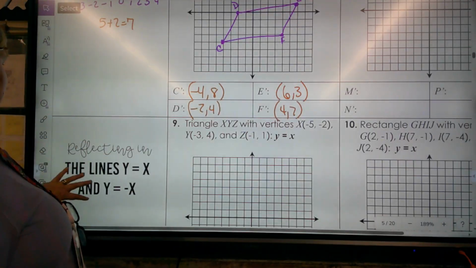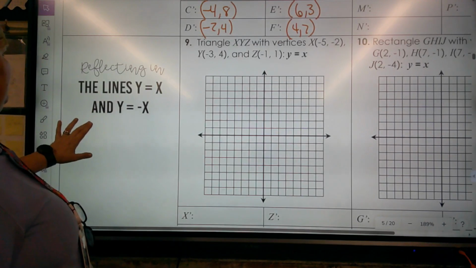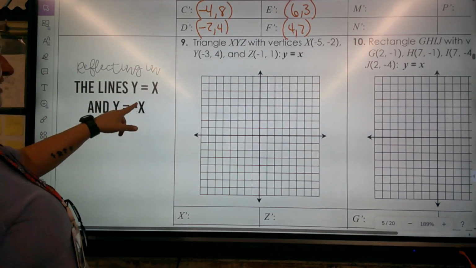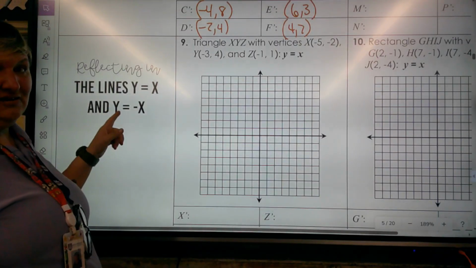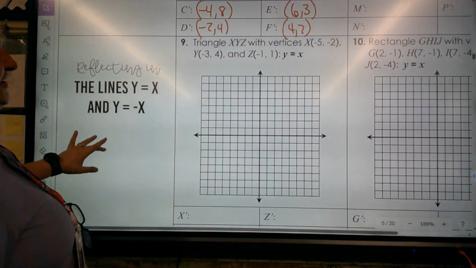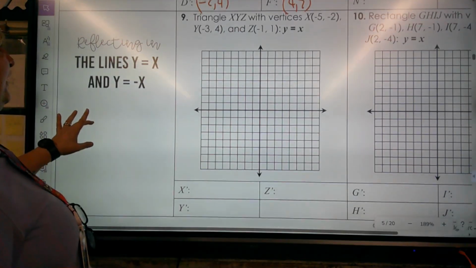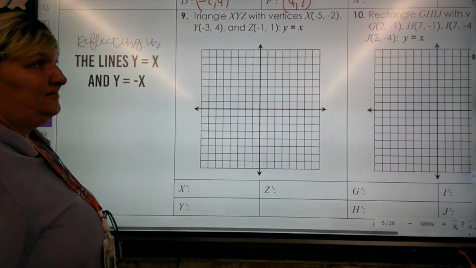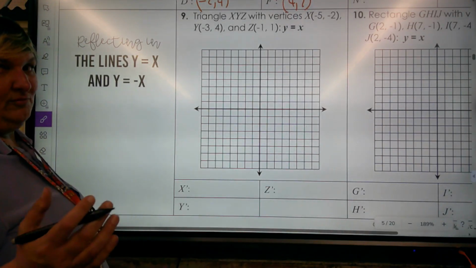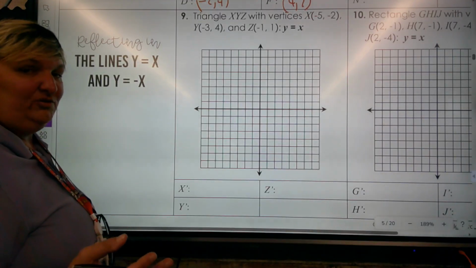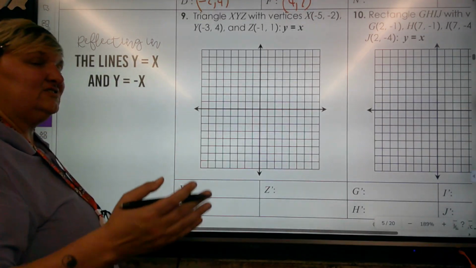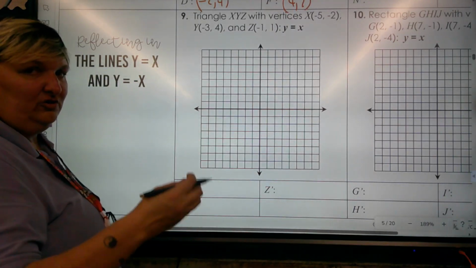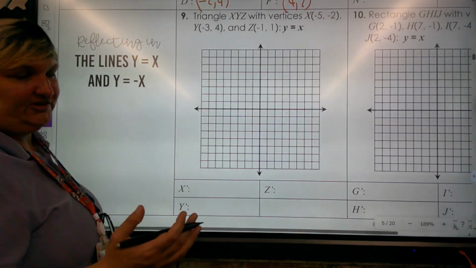All right, let's see, reflecting on the lines y equals x and y equals negative x. These are our diagonal lines of reflection. All right, so let's do one of each so you can see what it looks like. These ones are interesting because remembering the rule is almost impossible. But if you remember that they're equal distance from the line of reflection, you can always find the rule. You can derive the rule from your knowledge, right?